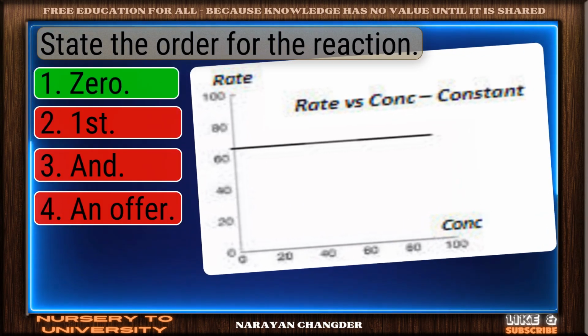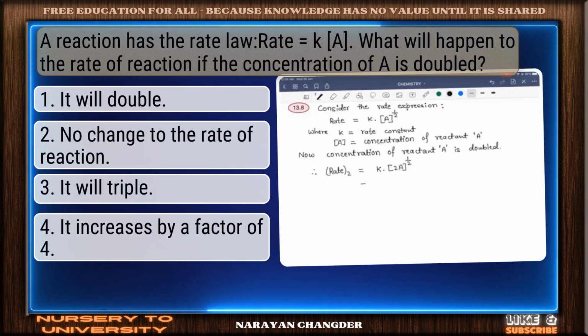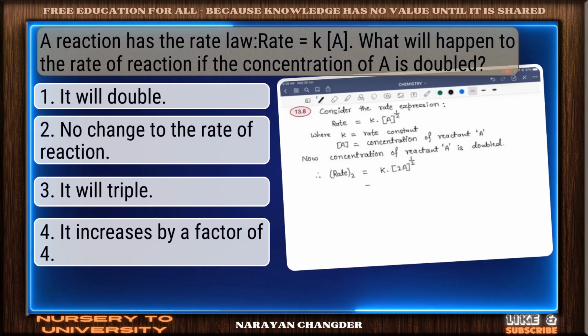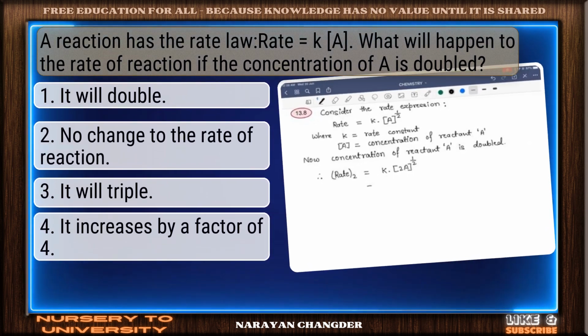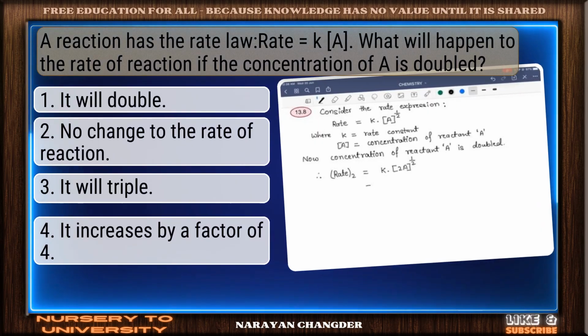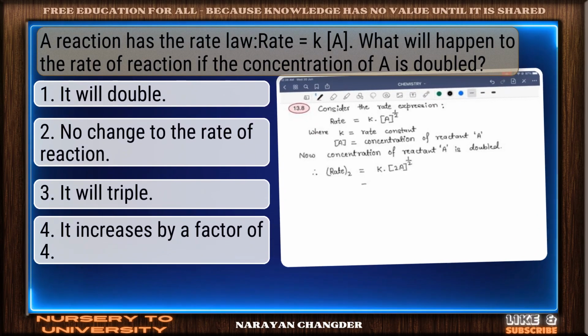A reaction has the rate law, rate equals k[A]. What will happen to the rate of reaction if the concentration of A is doubled? Option 1, it will double. Option 2, no change to the rate of reaction. Option 3, it will triple. Option 4, it increases by a factor of 4.